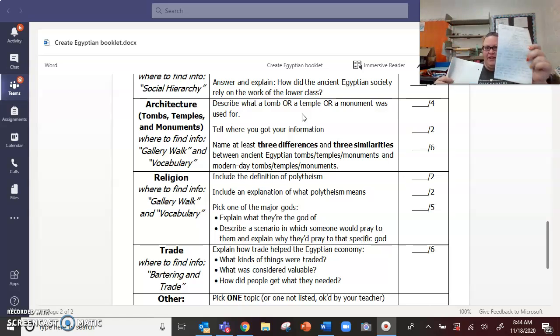Rough draft, final draft. I'm gonna pause because of the bell.